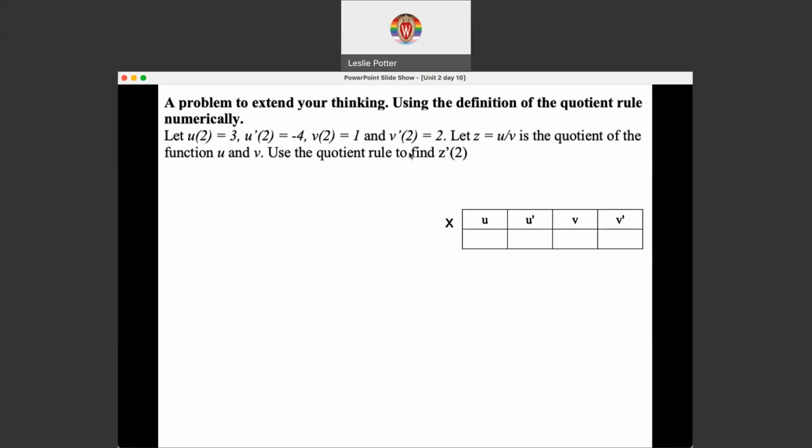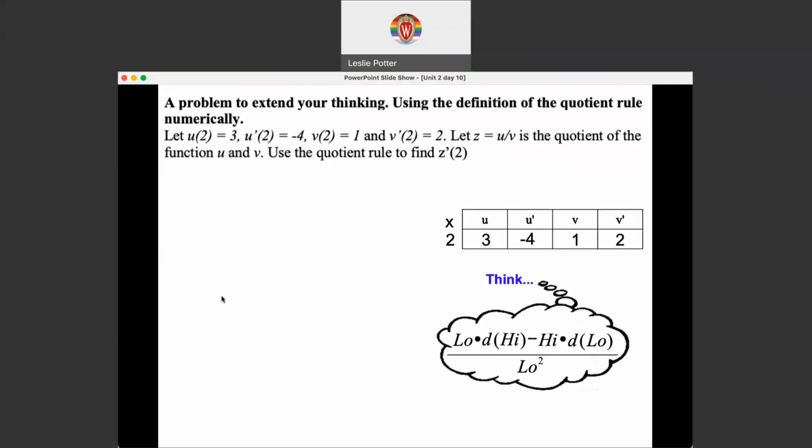So we're evaluating this when X is 2, right? So when X is 2, my function U has a value of 3. That's what this number is. U of 2 equals 3. My derivative U prime equals -4. My function V equals 1 there, and my derivative V prime equals 2. Okay, and that helps me organize just in my brain. It's helpful for me to see this in table form, and then I can just pick the numbers right off of this row. Okay, so I'm thinking low D high minus high D low over low squared.